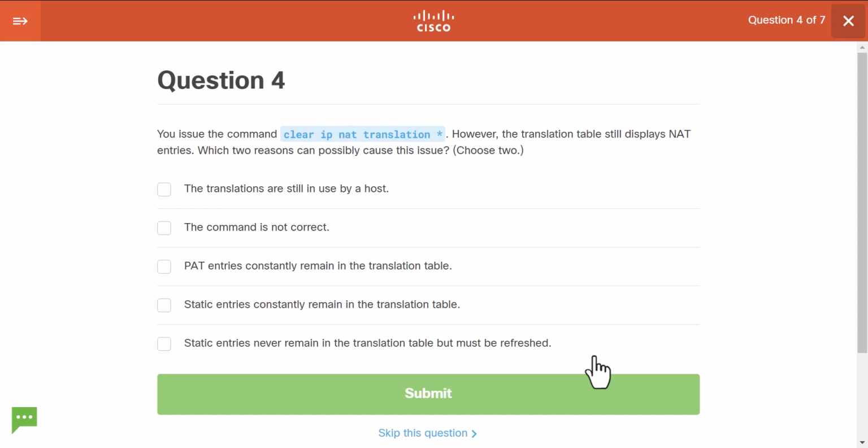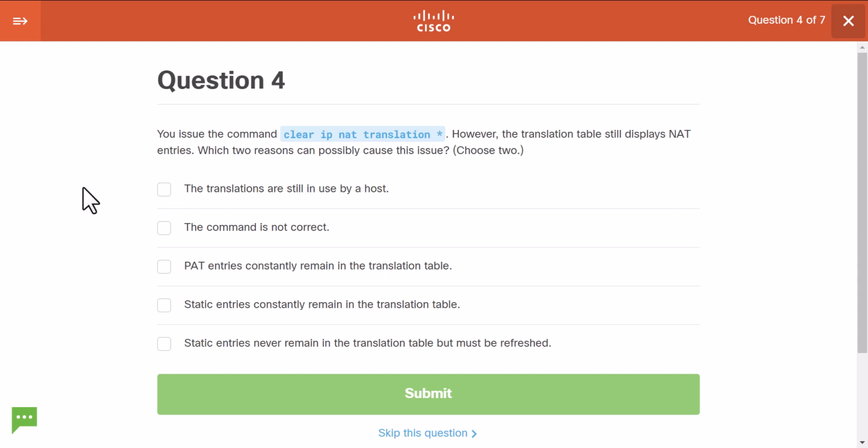You issue the command clear ip nat translation star. Clear ip nat translation basically clears all the dynamic translations which are there in the NAT table. However, the translation table still displays NAT entries. Which two reasons can possibly cause this issue? Okay, these entries are probably either statically configured, so they are just sitting there, or after we have cleared, something happened very, very quickly, and these records were re-added by that process.